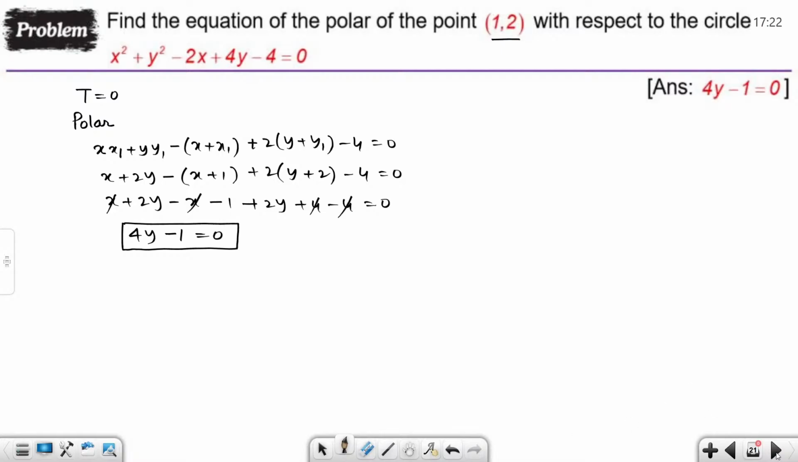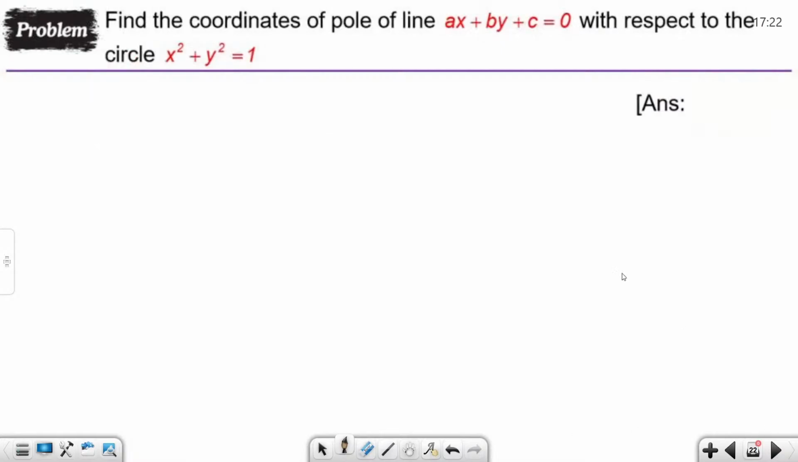Okay, let us move to the next problem. It has been said, find the coordinates of the pole of the line. This means this is the equation of the polar with respect to the circle x squared plus y squared equals 1. Let us say the coordinates of the pole are x1, y1, correct? So what is the equation of the polar?